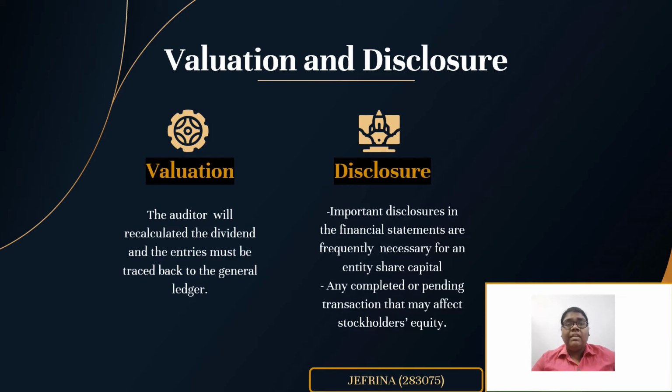The last one is disclosure. There are several important financial disclosures that must be made in order for the entity to expose the share capital. Examples of disclosure items are the memorandum and articles of association, minutes of board of directors meetings, documentation and filing of regulatory agency, and so on. Any related and pending transaction under the disclosure might impact the stockholders' equity.